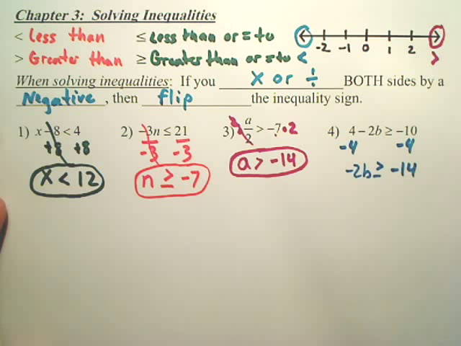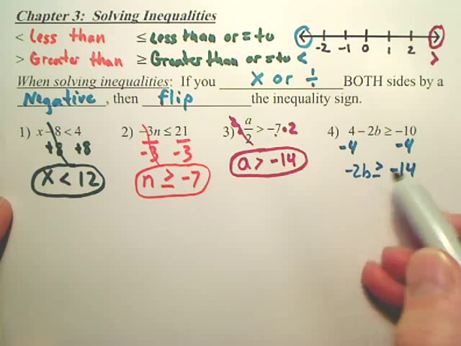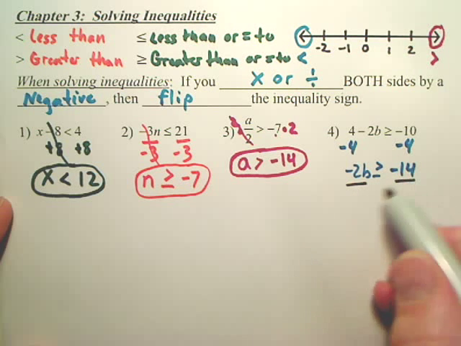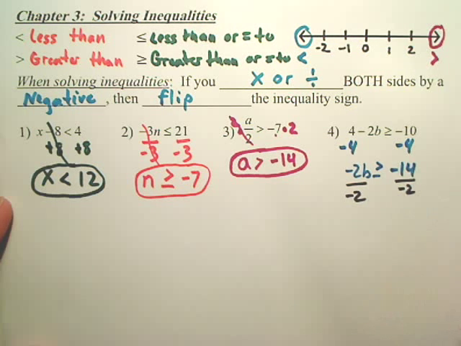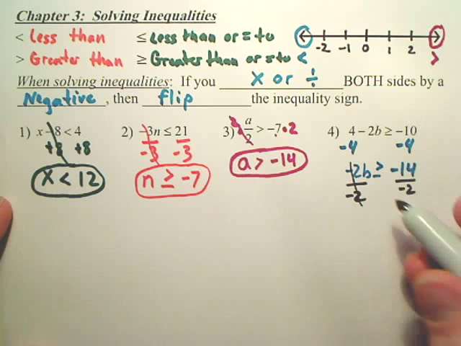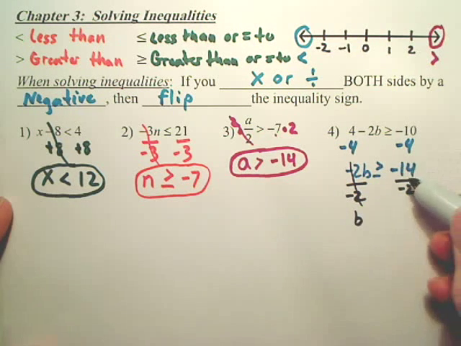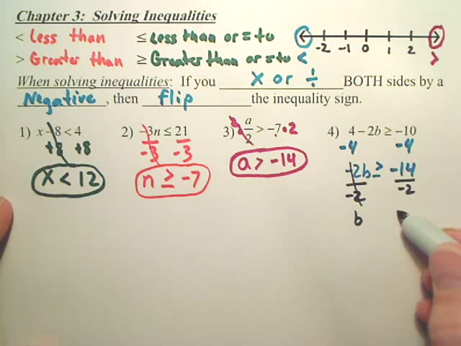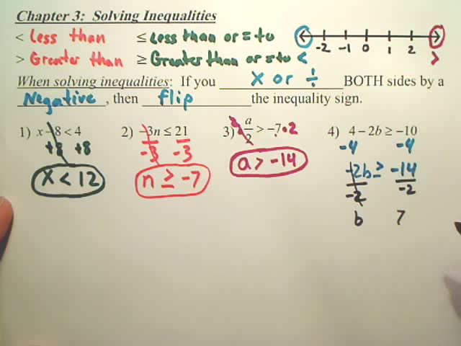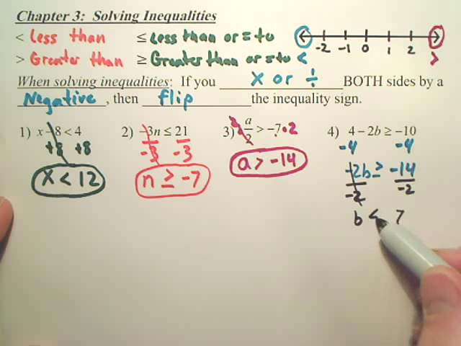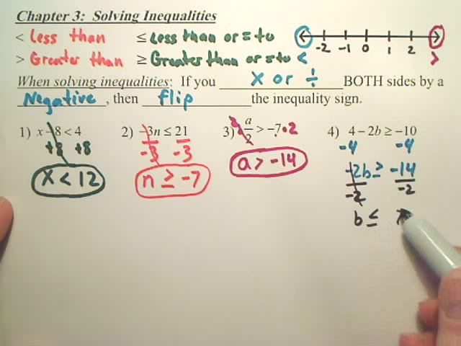Okay. Then I divide by what to get the b by itself? I have to divide by negative 2. Negative 14 divided by negative 2 is positive 7. Did I divide or multiply by a negative? I divided by a negative, so my sign, which was greater than or equal to, is now less than or equal to.